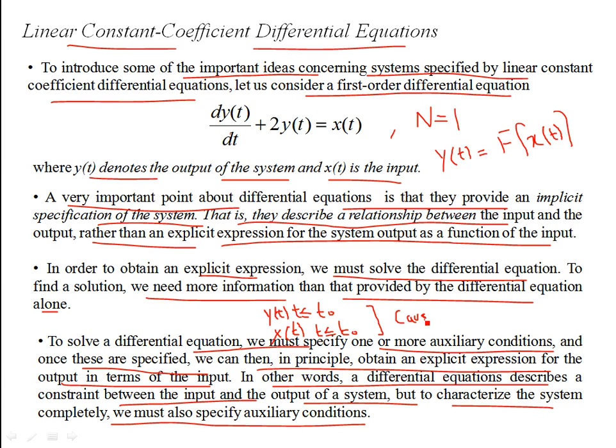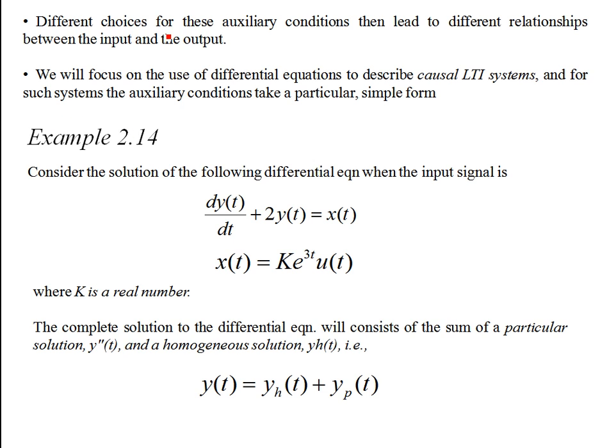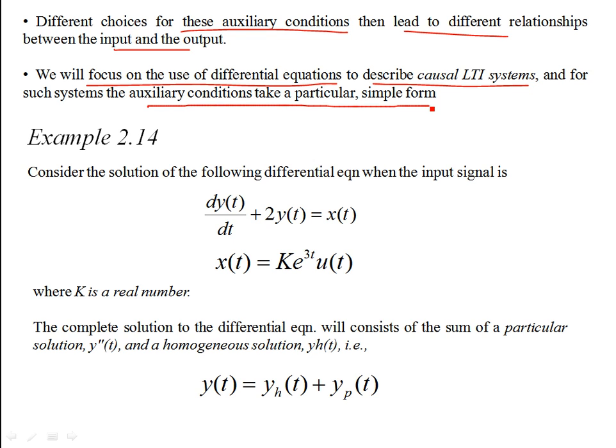To make the solution of difference and differential equations easier, we can assume that the system is causal, so it is non-anticipatory. Let's take some examples before that. Different choices of these auxiliary conditions lead to different relationships between the input and output. But we will focus on the use of differential equations to describe LTI causal systems, and for such systems, auxiliary conditions take a particular simpler form, right?